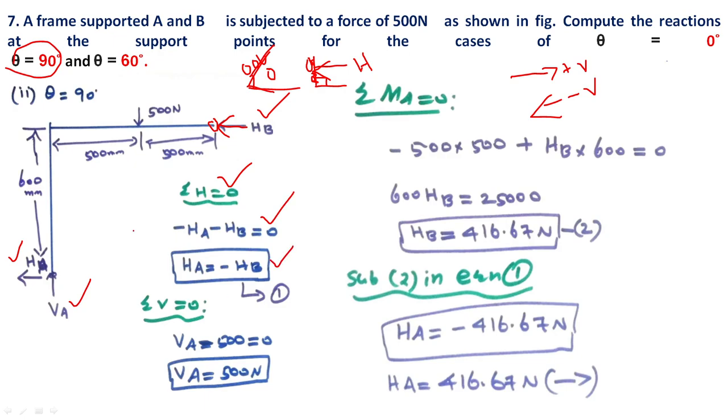Sum of vertical forces. The vertical forces are only VA and 500 Newton. VA is an upward force. So VA is equal to 500 Newtons.